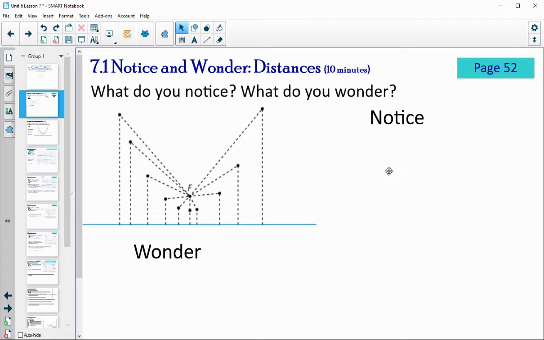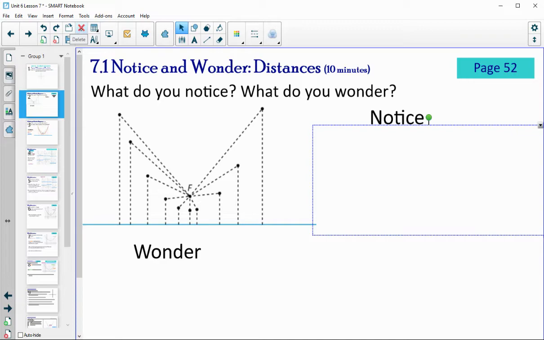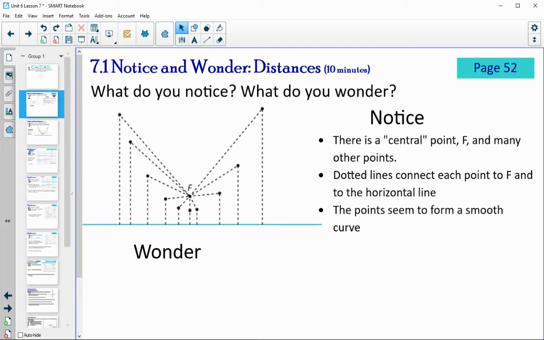So again, like every notice and wonder, you could notice a bunch of things. This is just a couple that you might have looked at, not an exhaustive list. So maybe you notice that there's a central point F and there's a lot of other points. And then you see some other points here. It appears that these dotted lines are connecting each point to this horizontal line and to F. And it looks like the points, if you were to connect them, would make a smooth curve.